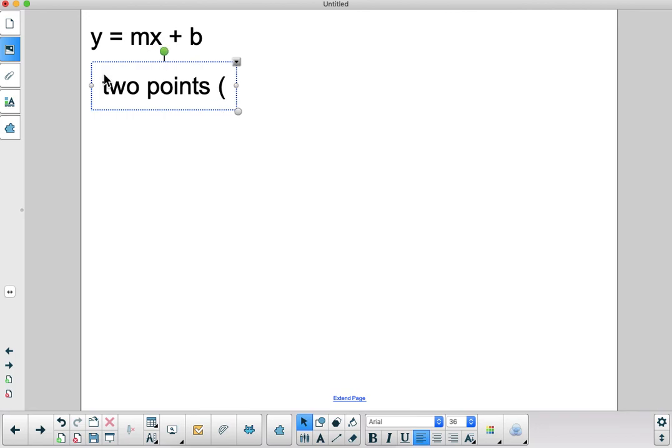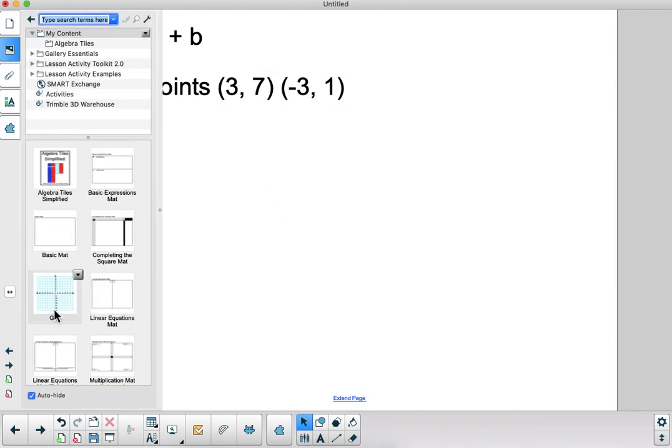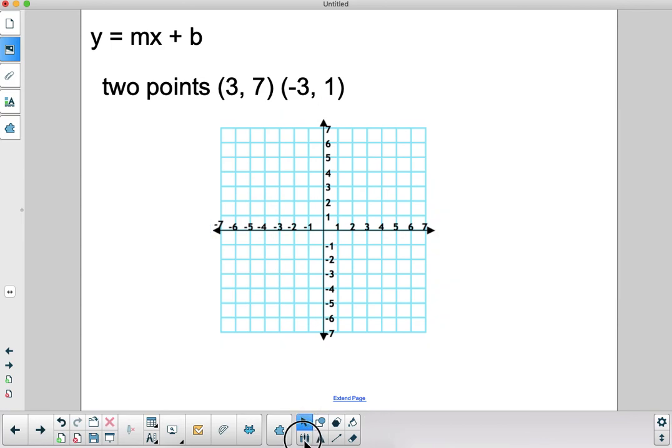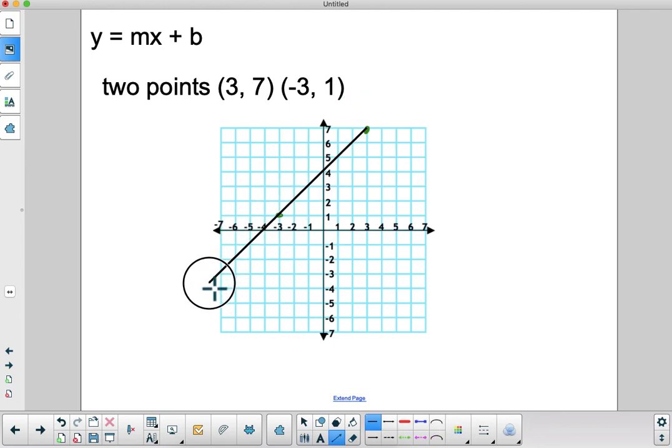So the first point is (3, 7), and the next point is, let's go with (-3, 1). All right. So what I can do is graph those. I start off, my first point is at (3, 7), so over 3, up 7. My second point is at (-3, 1). Now I'm going to go ahead and, if I had a ruler, I'd use that, or some sort of straight edge, and graph that.